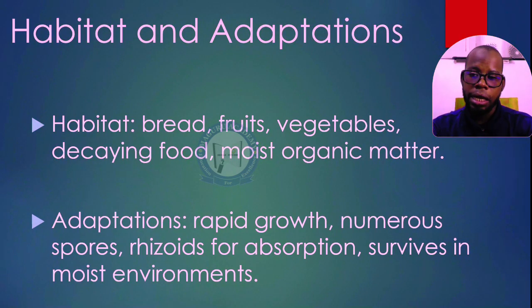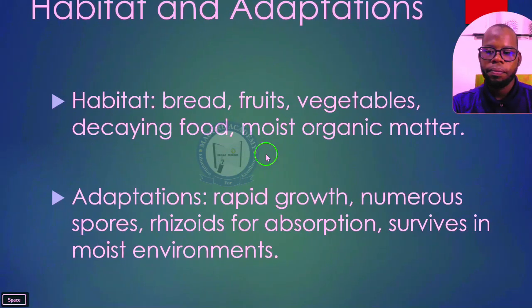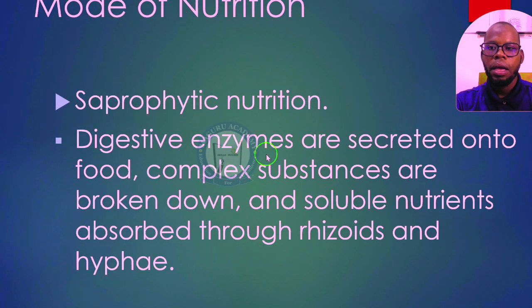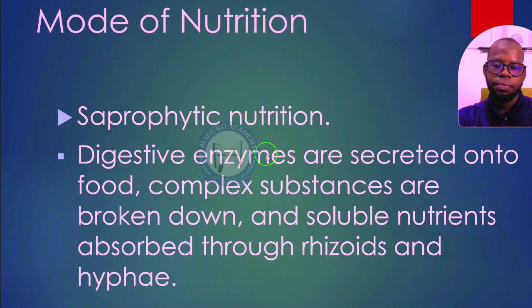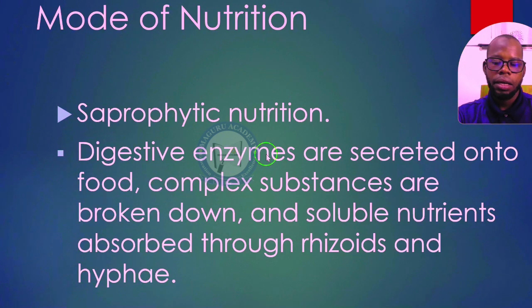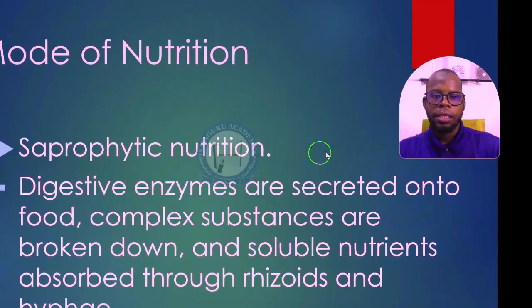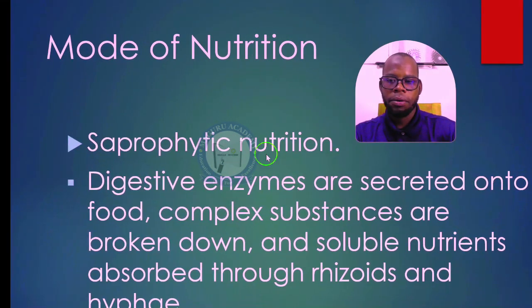So when we are asked for the adaptive features which make it survive in its environment, that is the adaptation. As for mode of nutrition, how it gets nutrients, it is the saprophytic mode of nutrition.